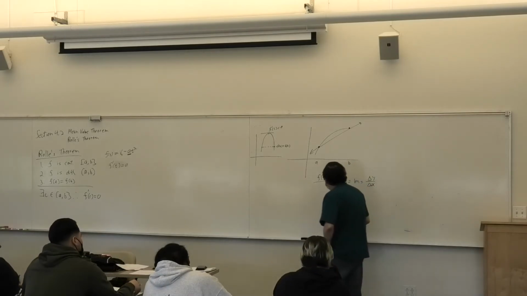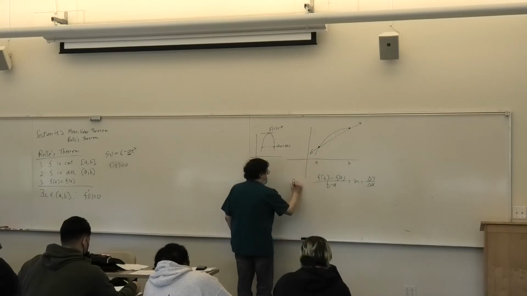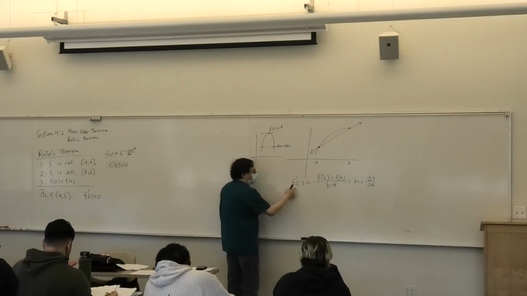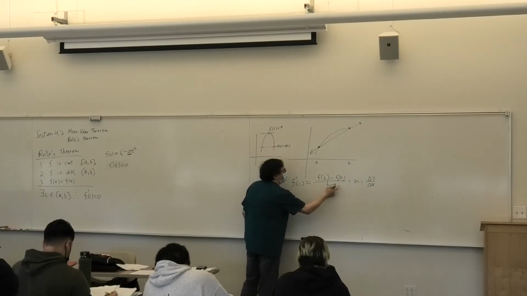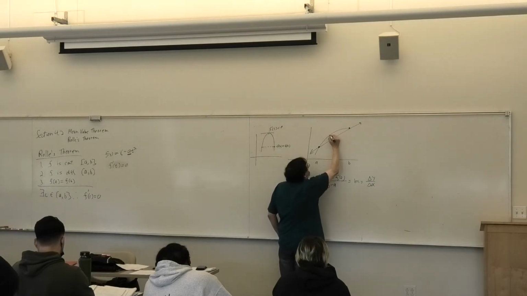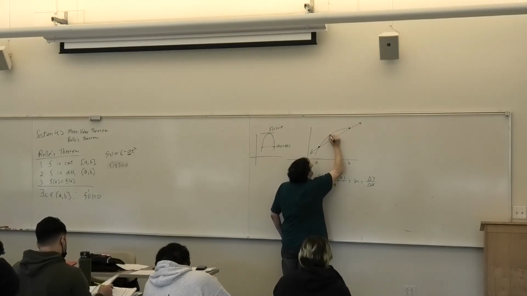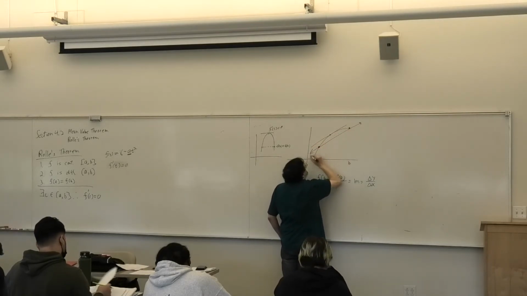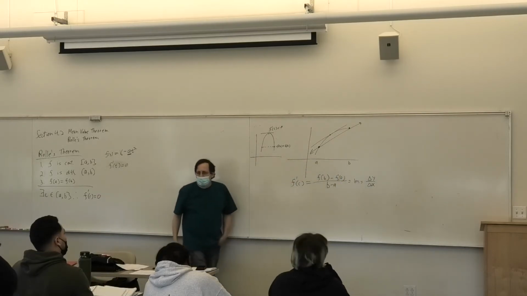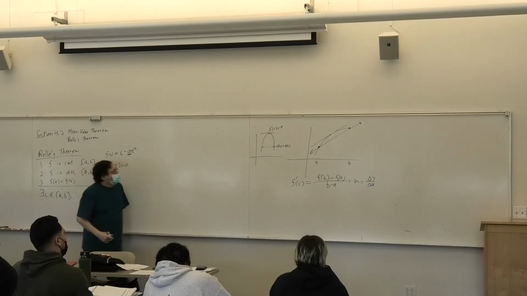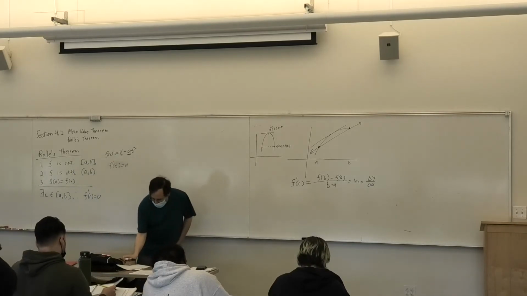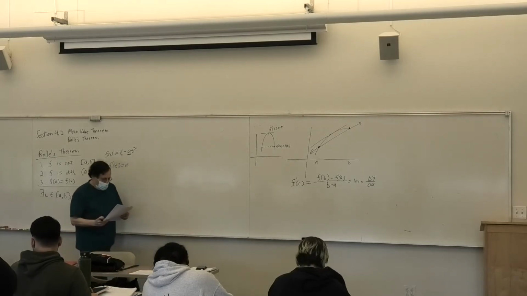And the mean value theorem says that there exists a c such that the derivative at c is equal to this. That is to say, there's some point here, some c, where the tangent is going to be parallel to this line. It's going to have the same slope. So I guess I should write that out.